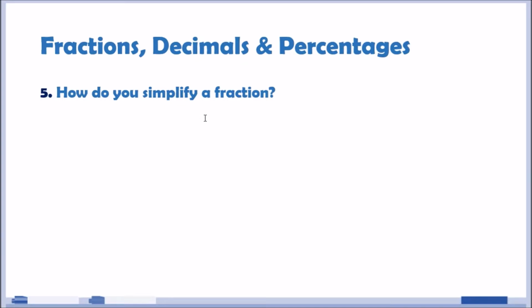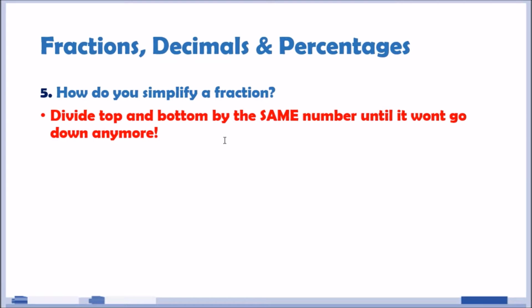Okay, so this might sound like a rhetorical question, but how do you actually simplify a fraction? Well, dead easy. You simply divide the top and bottom by the same number until it won't go down anymore. That's it, no questions, easy.